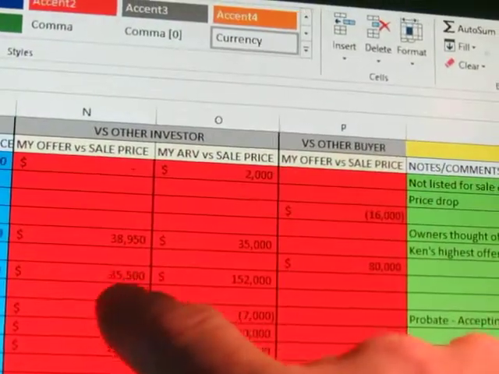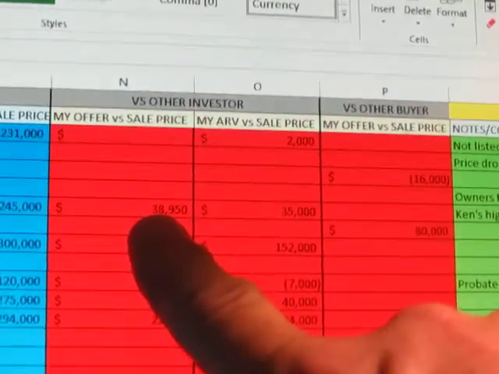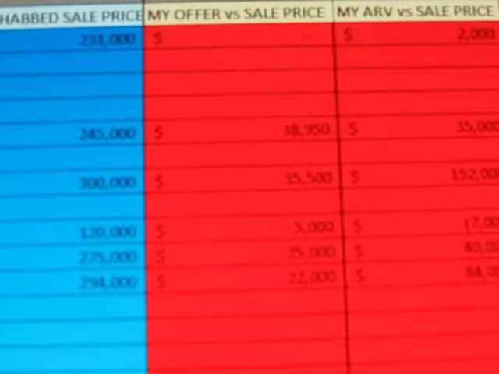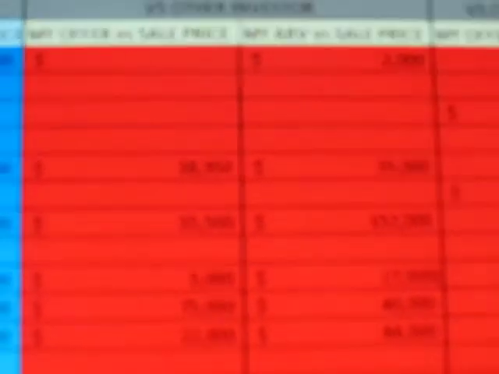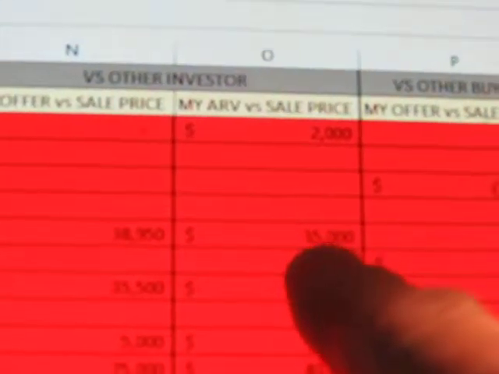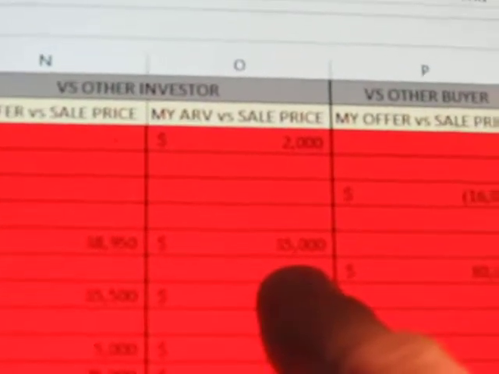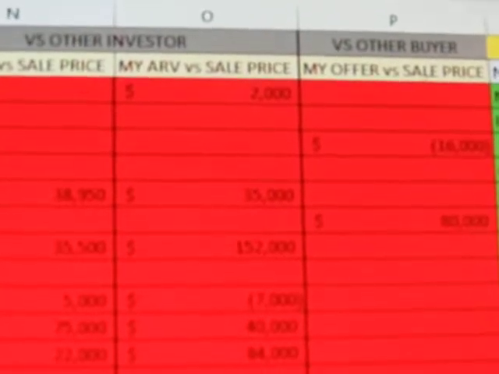Anyways, the biggest area that I really want to focus on is against other investors. That's my primary focus. I can't compete against a retail buyer because I'll always pay a higher price. But I want to compare myself to other investors. So for example, here was an investor who bid $38,000 higher. Here, you can see that. It's a little blurry. But anyways, they bid $38,000 higher, and the after repair value was $35,000 higher. So I was way off on what I feel I could have sold it for.